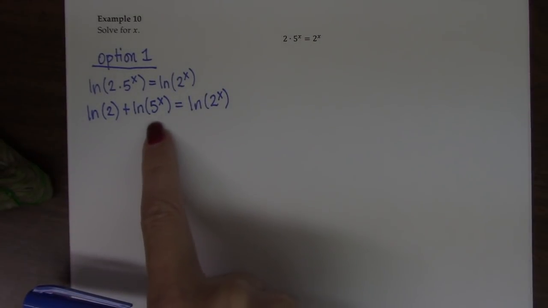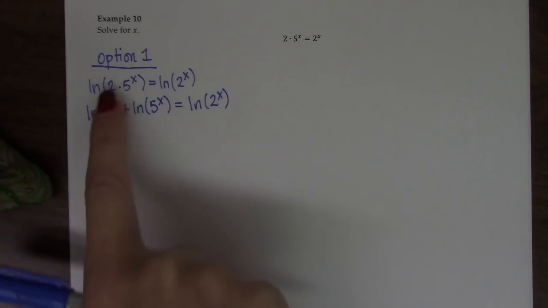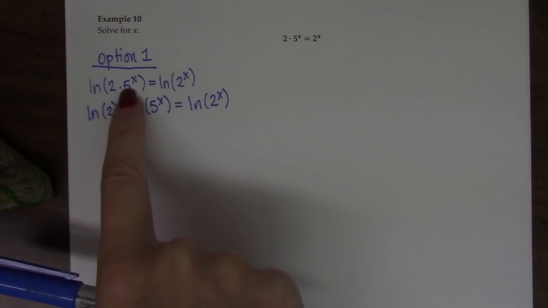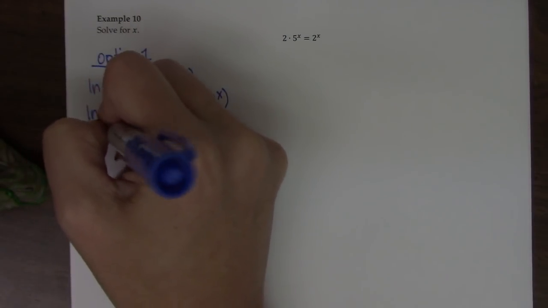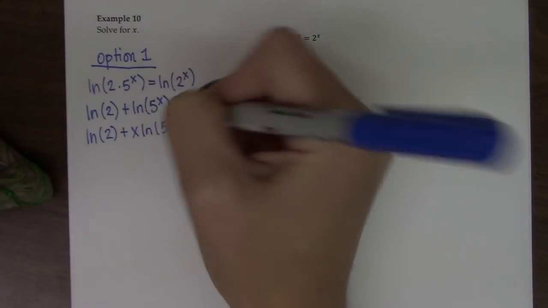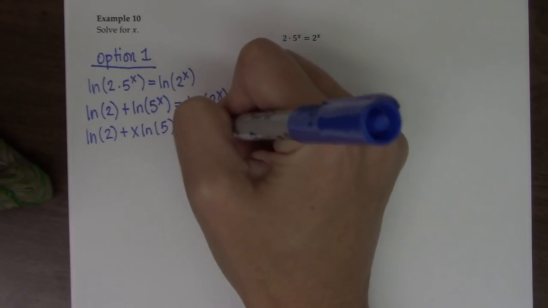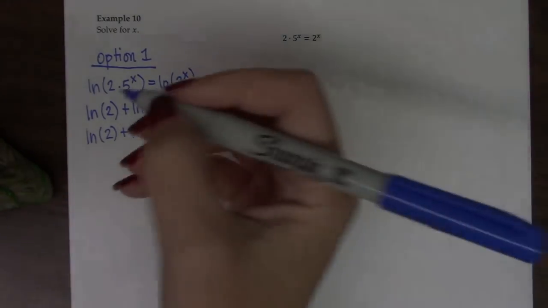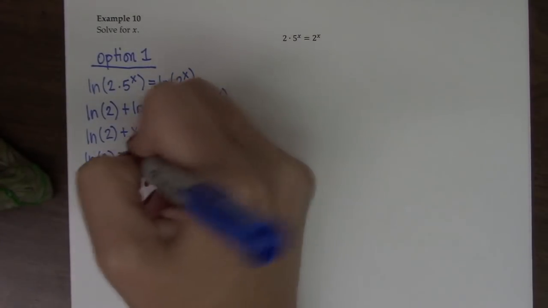Now I'm allowed to pull the exponent down because it has to be the entire expression being raised to the exponent. Here it was only the 5, not the 2 being raised. So now I would have natural log of 2 plus x natural log of 5 equals x natural log of 2. I'm going to move everything with an x over to the right side.